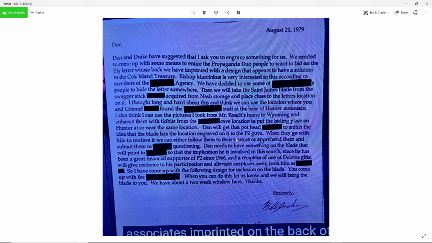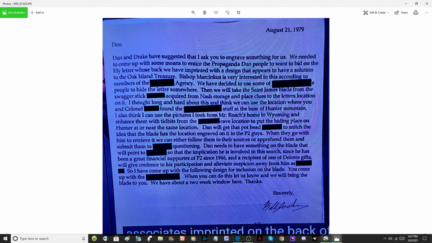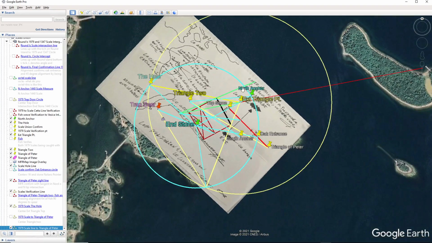That really is sort of unclear to me, and sounds a little half-baked. Why would the CIA want them to buy this map? I don't know. It's really sort of out of a spy novel. But the fact of the matter is Don Rue has stated that the back of this letter, which he called the Eli letter, was imprinted with this design, with this map right here.